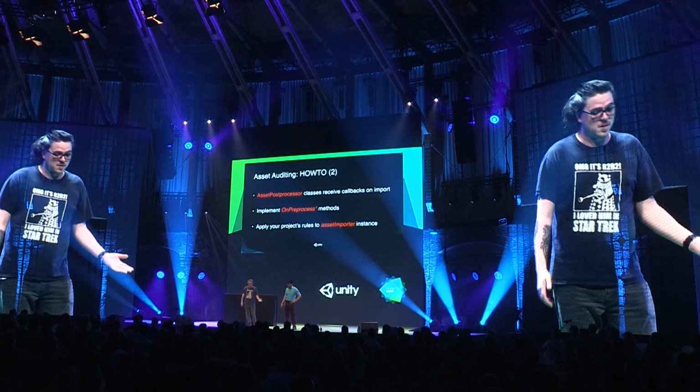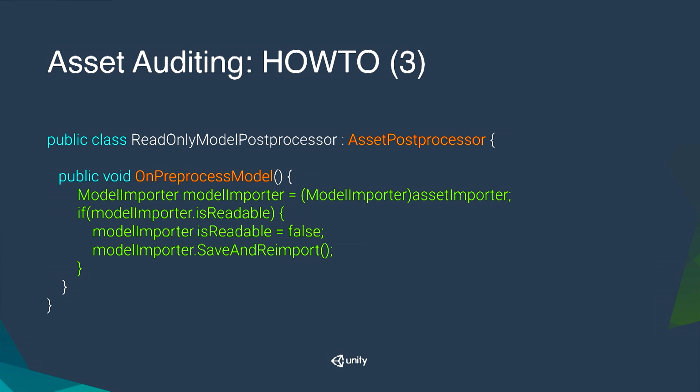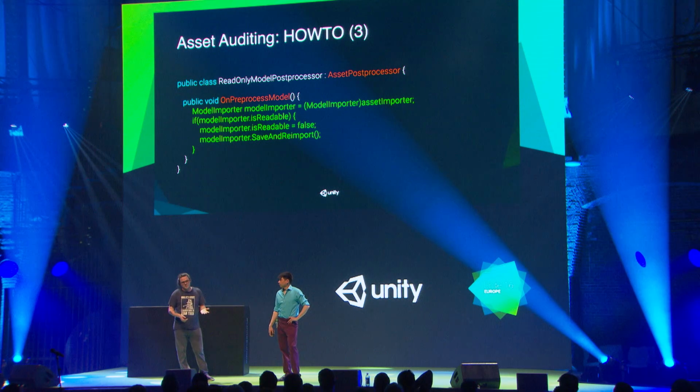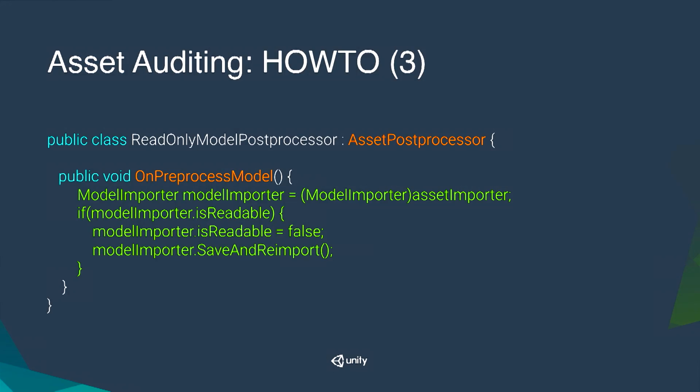So a simple example here, and this example is actually really important, and I'll explain why later on. You get your read-only model processor class that inherits from asset post-processor. Override the on-pre-process model function. You get the asset importer variable, which is part of asset post-processor. Cast that to model importer because you're dealing with models. Then we're checking if it is readable. If it is, we set that to false. We save and re-import the model, which then immediately calls this function again, but this time it's set to false, so we don't do anything to it.